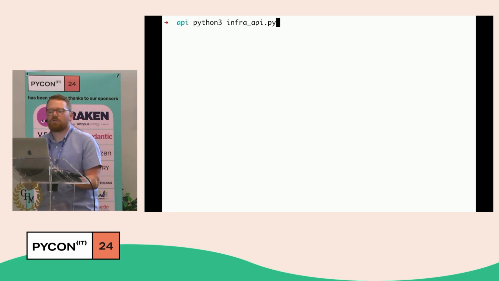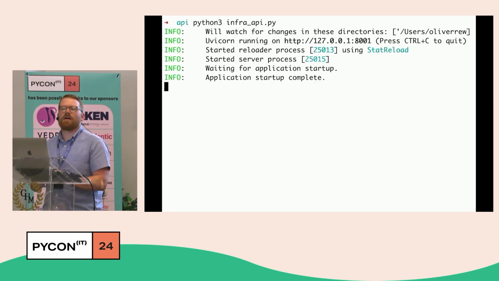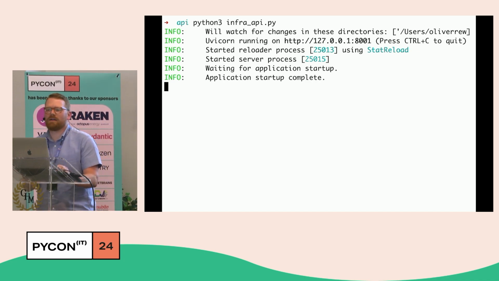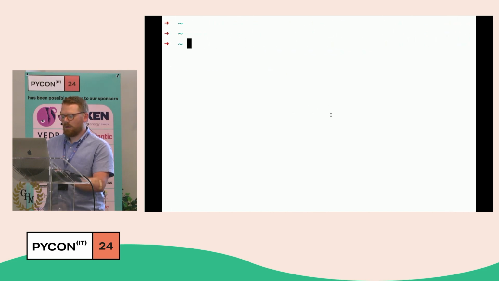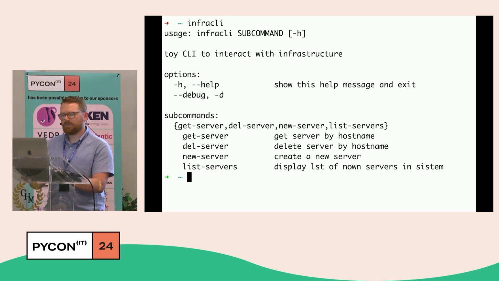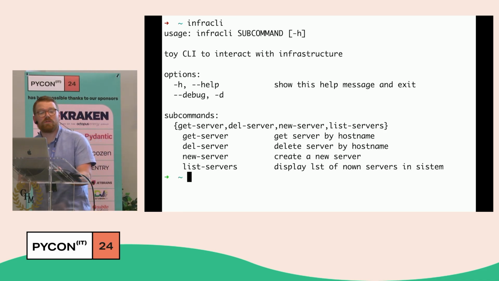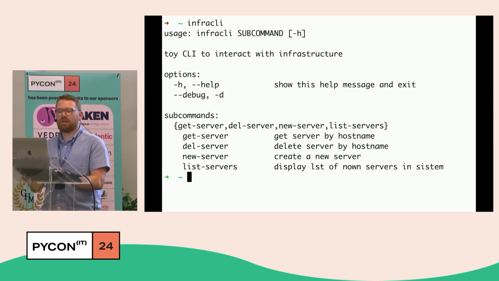Okay, so in this window, I'm going to run something called Infra API. It's a mock API I wrote to interact with infrastructure. All you really need to know about it is that it's written in FastAPI, and it includes some of the annotations I just described to define a CLI for this API. It's running here locally on my computer on port 8001. And in this window, I'm going to run something called Infra CLI. Infra CLI is a toy CLI to interact with infrastructure, but it's really just a thin wrapper on top of Infra API.